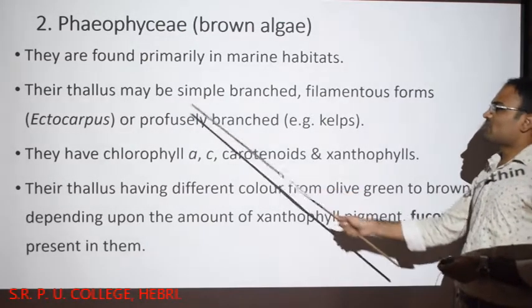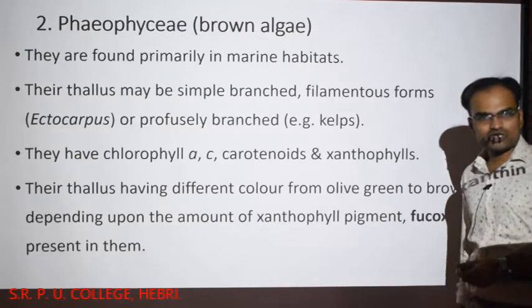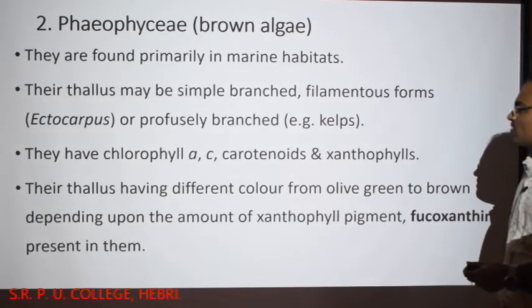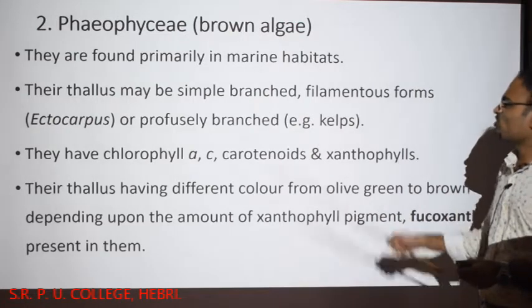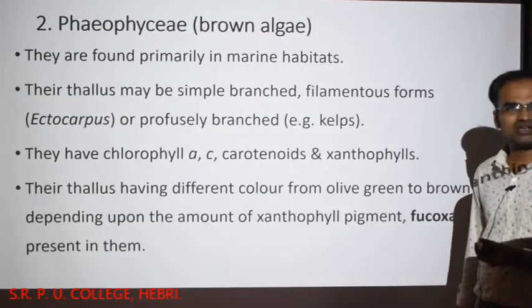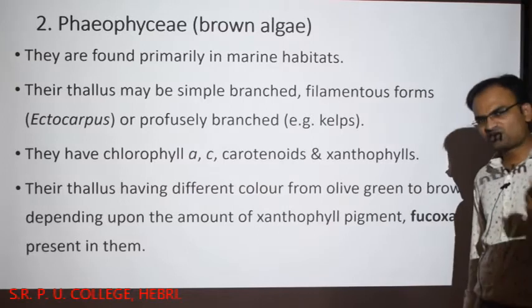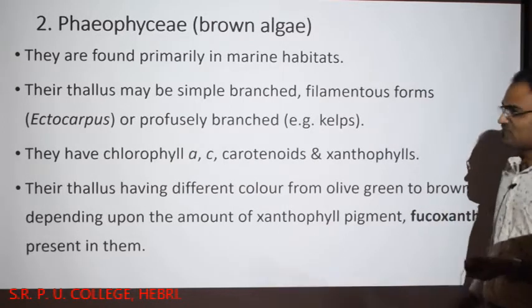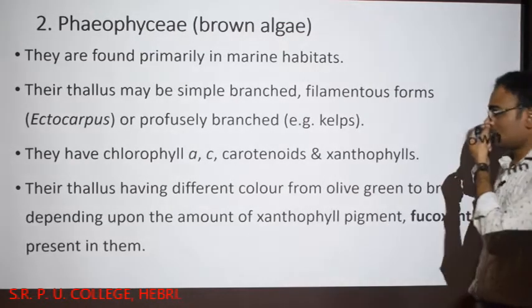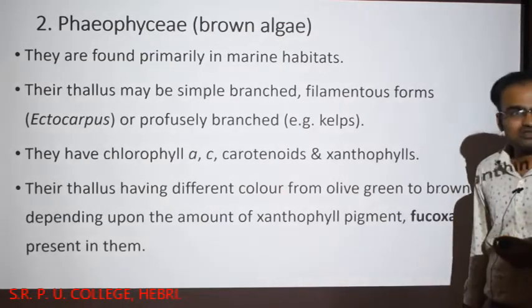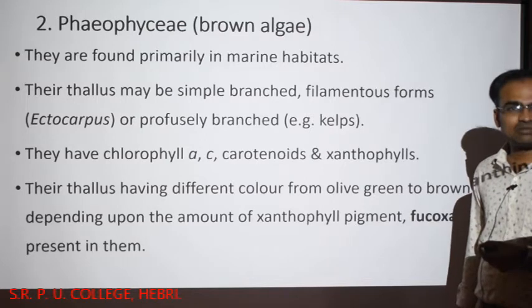Their thallus may be simple branched, filamentous forms, or sometimes profusely branched. That means we are not going to observe any microscopic brown algae. They may be simple, that means multicellular, filamentous, that means their body is thread-like, example Ectocarpus, or they may be profusely branched like the giant algae, example kelps.